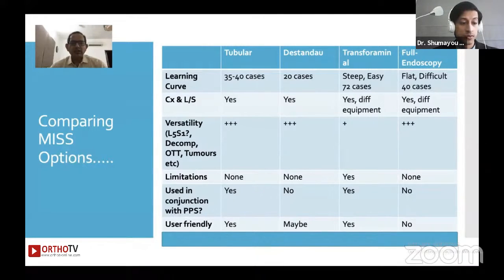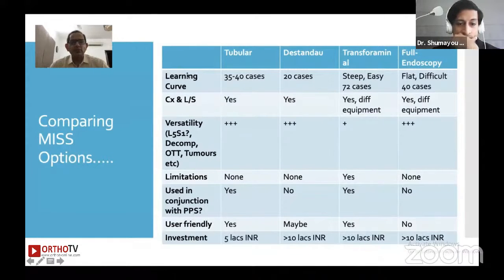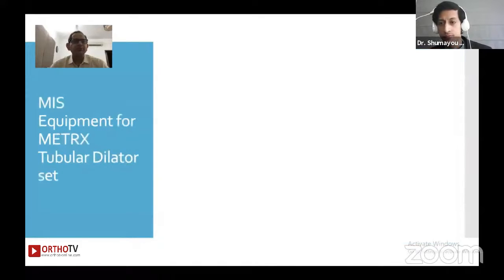The tubular variety as well as the transforaminal variety can be used in conjunction with percutaneous pedicle screw systems to effect a bony fusion and undertake a minimally invasive surgery for a fusion as well. And both these techniques are also quite user friendly and have become quite popular. That leads us to the one fundamental question that keeps dogging the Indian mind: the cost. What is the cost factor? Except the tubular variety, all the other three systems are quite expensive and require a lot of investment in your setup.